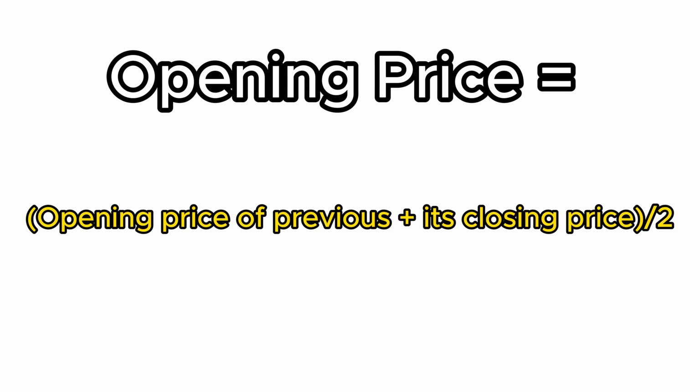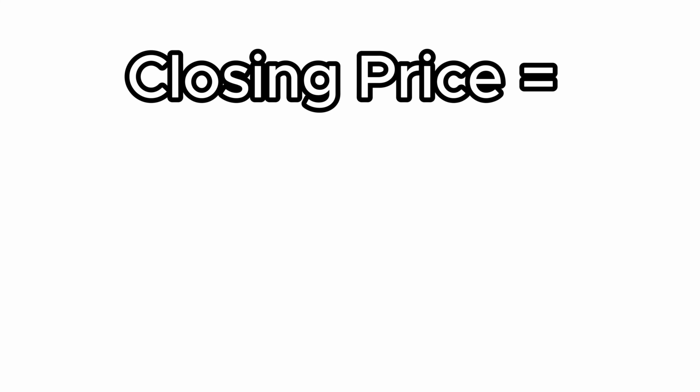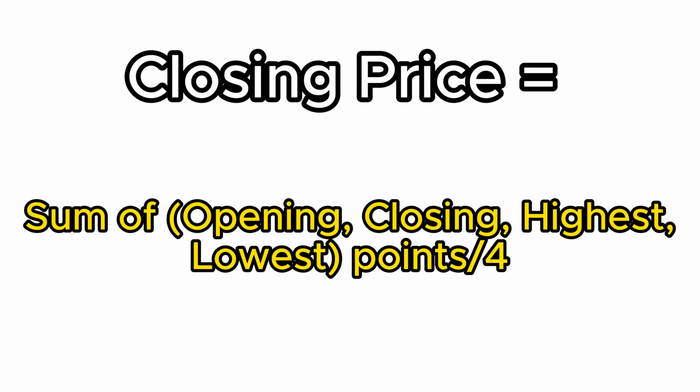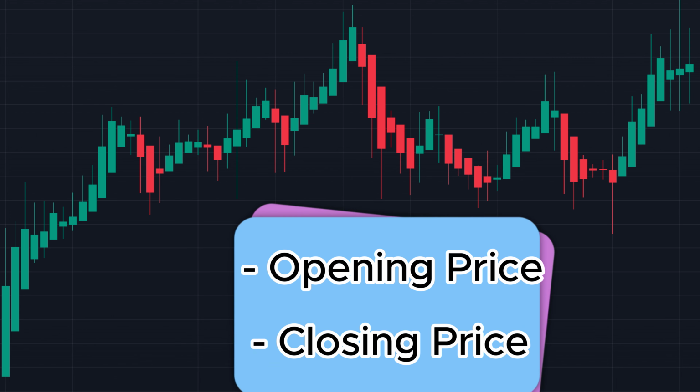The opening price of a Heikin Ashi candle equals the opening price of the previous candle plus its closing price, divided by 2. Also, the closing price of a Heikin Ashi candle equals the sum of the opening, closing, highest and lowest points of the current candle divided by 4. By applying these two average techniques, the overall picture of the chart will be easier to understand.